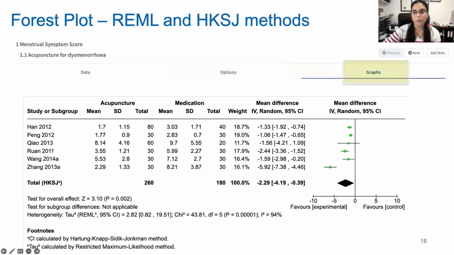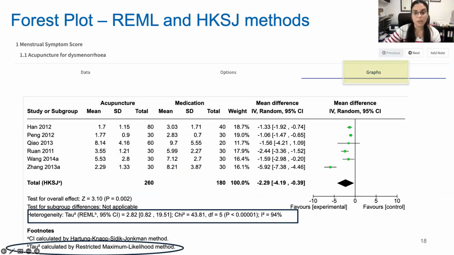Now, going back to the Graphs tab, we can see how the updated forest plot looks. Again, at the end of the figure, we can see in the footnotes that the restricted maximum likelihood method has been used. And then at the heterogeneity information row, we can see that heterogeneity now is higher. Tau square is equal to 2.82, whereas previously it was estimated as 1.43. And we can see that the I-square has changed as well. So it increased from 89% to 94%. And that's, as we said, because this was recalculated according to the restricted maximum likelihood estimation.